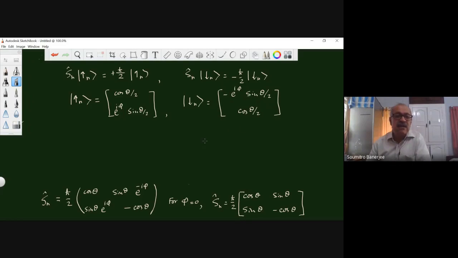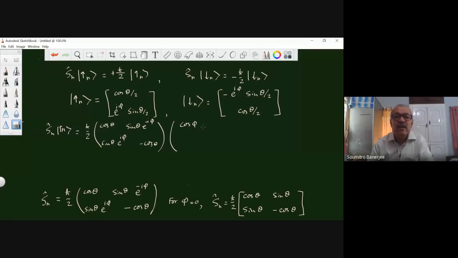You can very easily check that you put this one and this one here and simplify, and you will get this. So it's very easy to check, so I'm not cracking my head over that. If you want to check quickly, it is like this. Sn operating on this up n vector is h cross by 2 times the matrix cos theta, sine theta e to the power minus i phi, sine theta e to the power i phi, and minus cos theta, acting on cos theta by 2, e to the power i phi sine theta by 2.